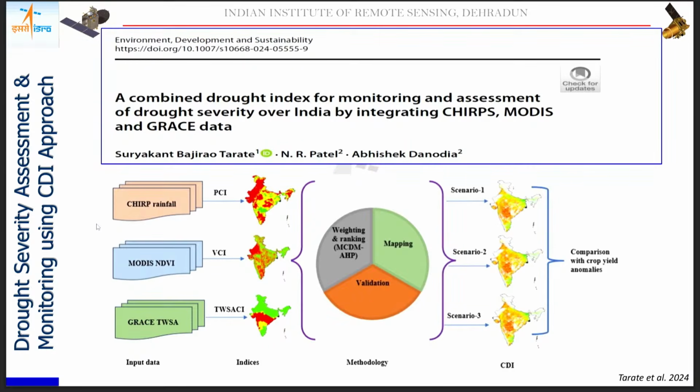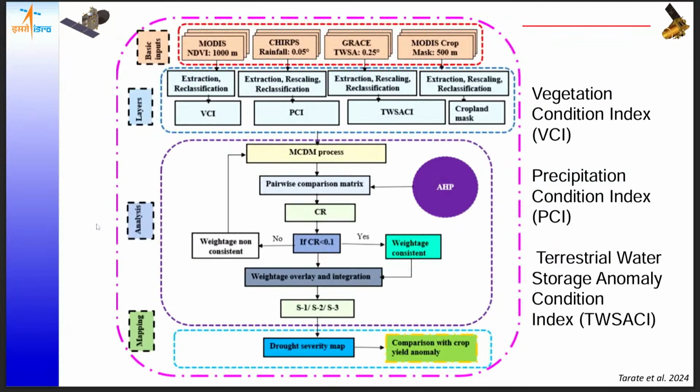TWSACI, the terrestrial water storage anomaly condition, defines the soil profile based water status in any specific area, and it is also a remote sensing derived variable. With an amalgam of these three, your agriculture drought, meteorological drought, and hydrological drought, we integrated them in three different scenarios and correlated them with crop yield data sets to find out more detailed understanding.